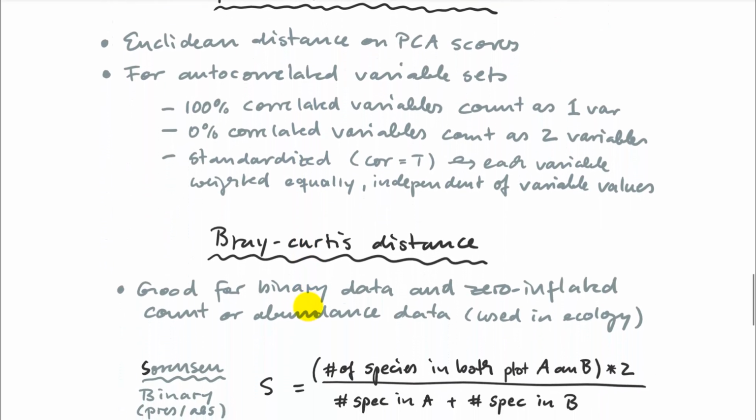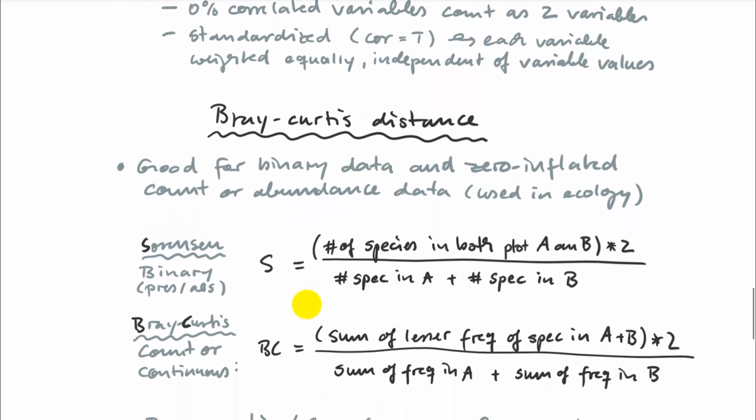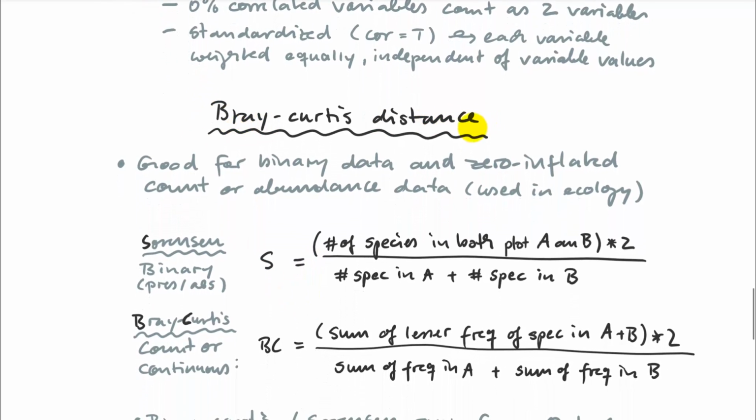And then the third important distance measure is the Bray-Curtis distance. That's good for binary data and any kind of zero-inflated count or abundance data. That distance is widely used in community ecology, where you have presence-absence data of species, or frequency or abundance data. And that's also quite simple and quite clever. There are 2 versions of this. One is the Sorensen distance, which works with 0s and 1s.